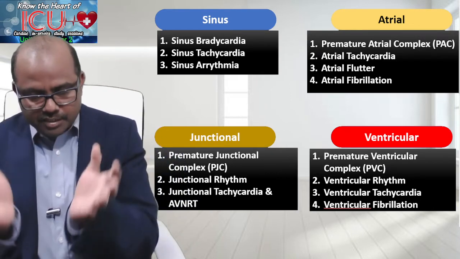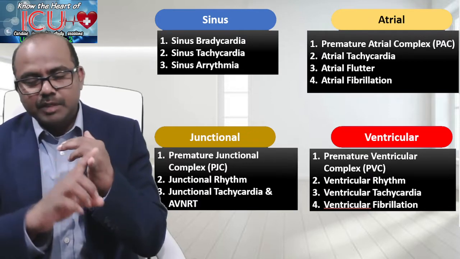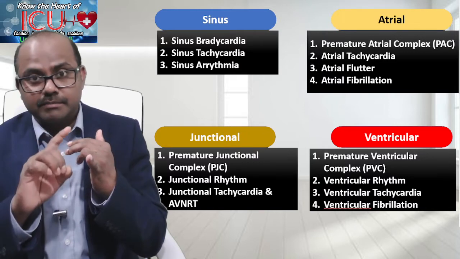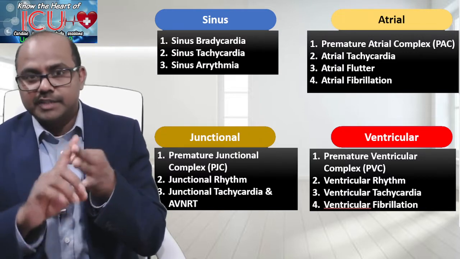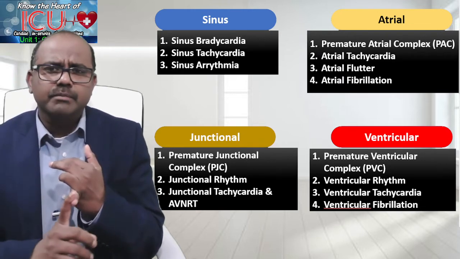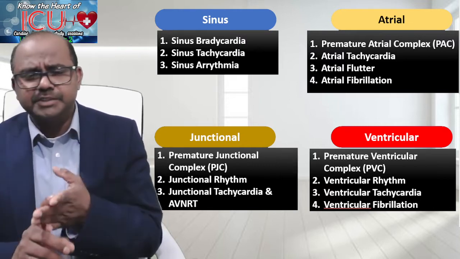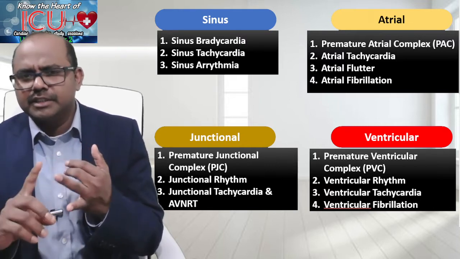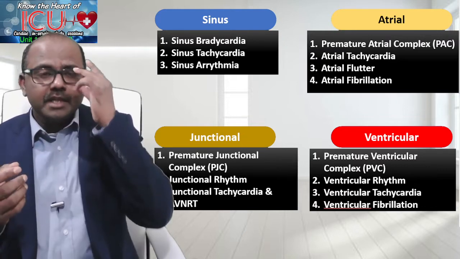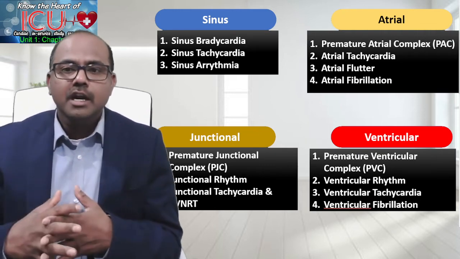And based on these origins, we can classify the dysrhythmias into four. If the dysrhythmia originated from the sinus, it's sinus dysrhythmia. It may be sinus brady, sinus tachy, or sinus arrhythmia. If it originated from the atria, it may be premature atrial complex, atrial tachycardia, atrial flutter, or atrial fibrillation. If from junctional, premature junctional complex, junctional rhythm, junctional tachy, or AVNRT. If from the ventricle, premature ventricular complex, ventricular rhythm, ventricular tachycardia, or ventricular fibrillation.